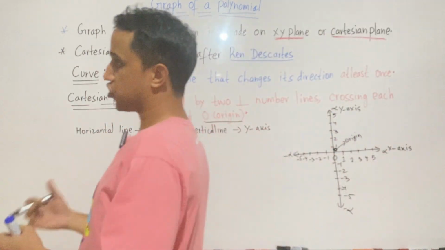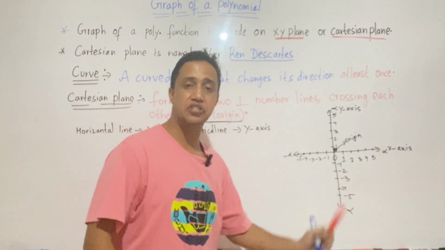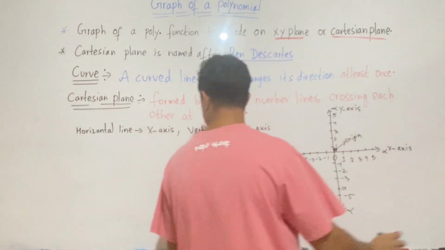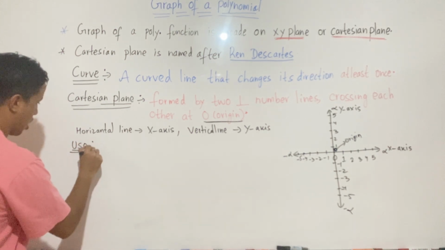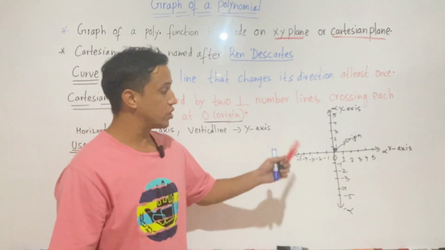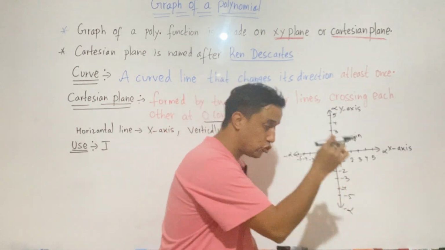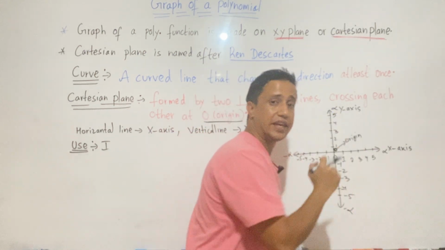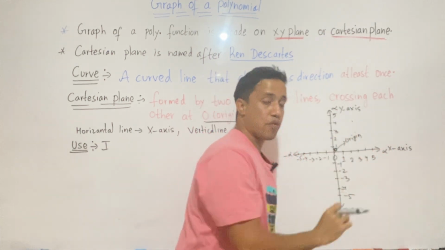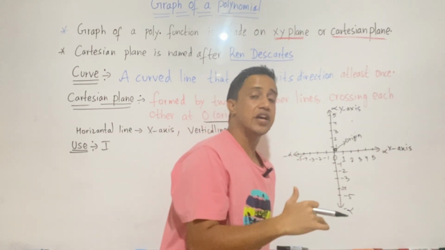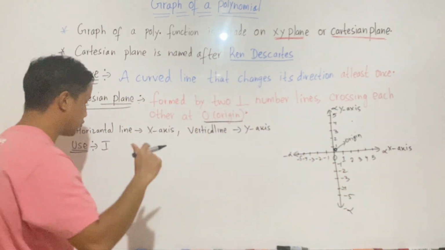Now my next question is, what do we use it for? We defined the Cartesian plane, but what's its use? It describes the position of any point in the plane. For example, if my point is here, it will describe the position of the point in the plane using an ordered pair of numbers. See here, you will understand it.